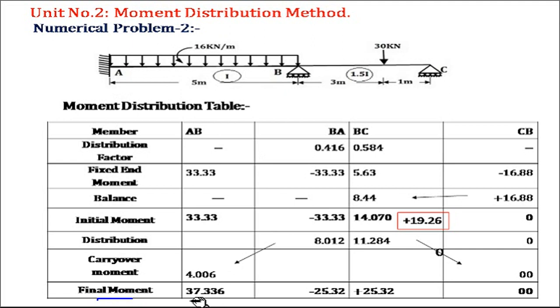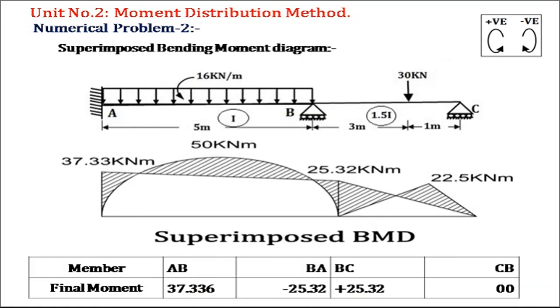The moment in member AB we calculated is 37.336. Moment in member BA is minus 25.32. Moment in member BC is plus 25.32, and moment in member CB is 0. So these moments will be required to draw the bending moment diagram as well as to find the end reactions. Now the next step is to find the superimposed bending moment diagram. Already we have found the final moments in different members of the continuous beam ABC.